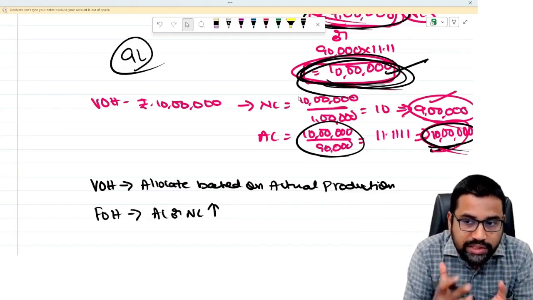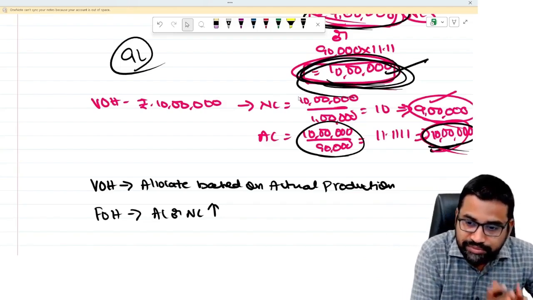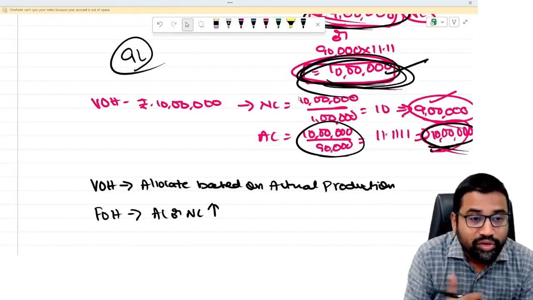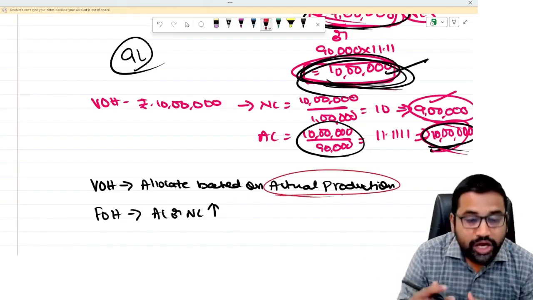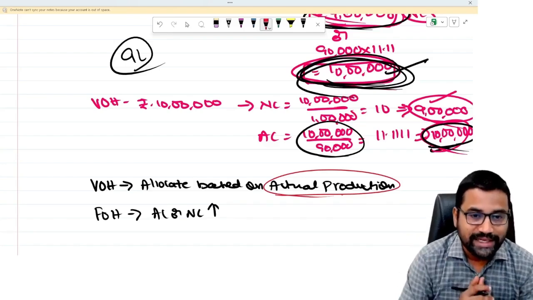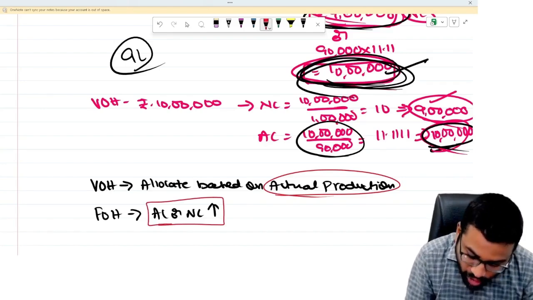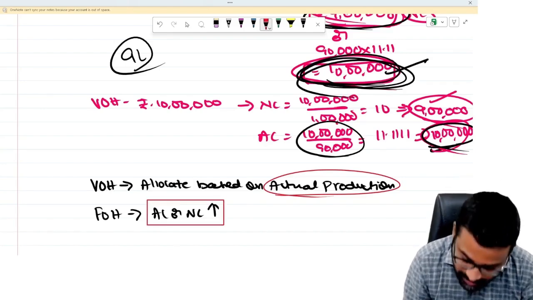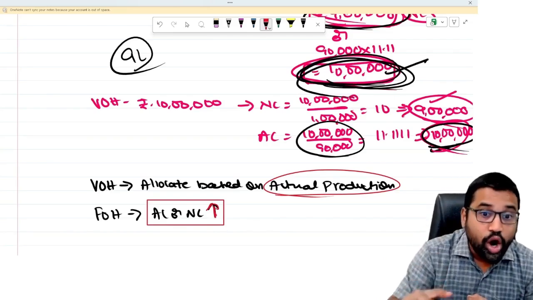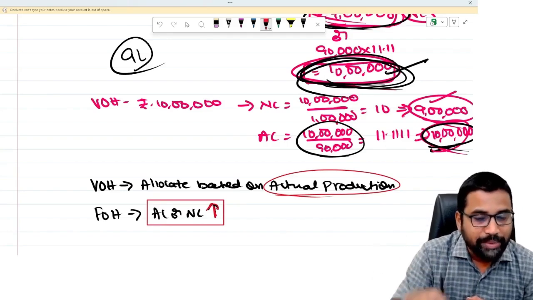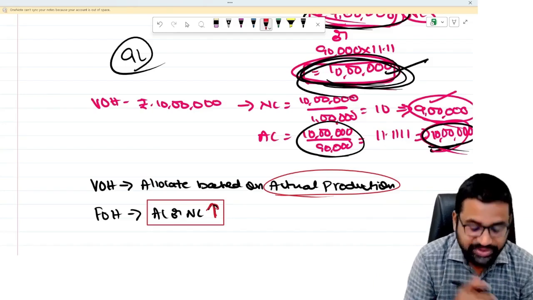Now overhead cost will be included in the inventory value. These overheads are basically divided into two types: variable and fixed. Variable overheads are allocated based on actual production. Always allocate based on actual production. How many units you produced, based on that you allocate. But fixed overheads are always allocated on actual or normal, whichever is higher, not lower. Whichever is higher, you take actual production or normal production, or actual capacity or normal capacity. Both are the same only.